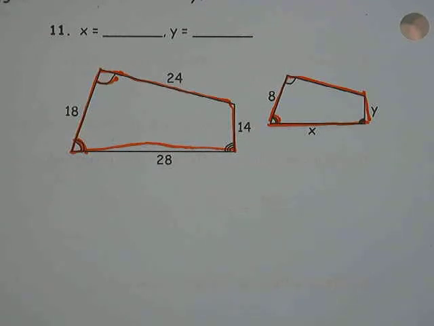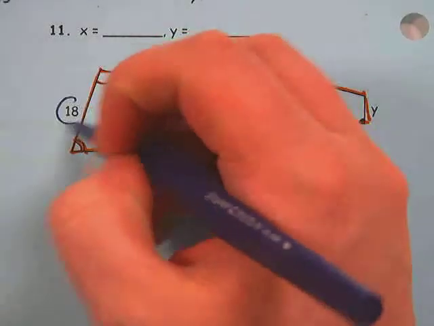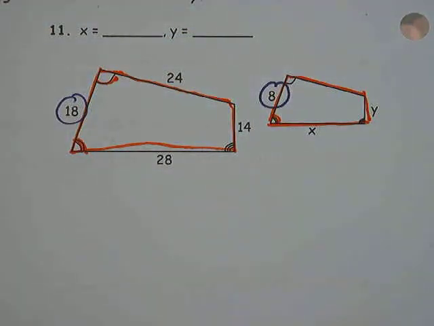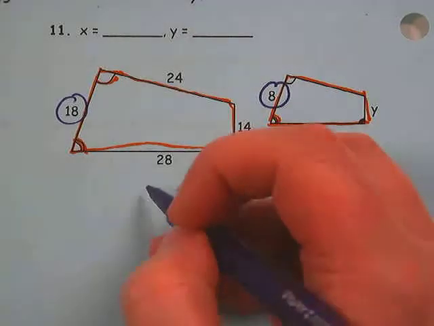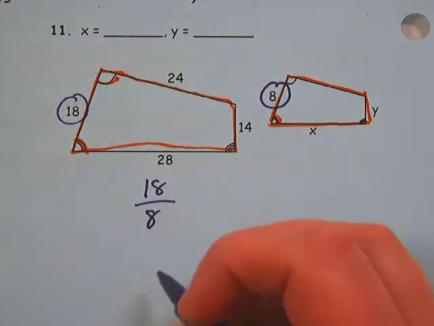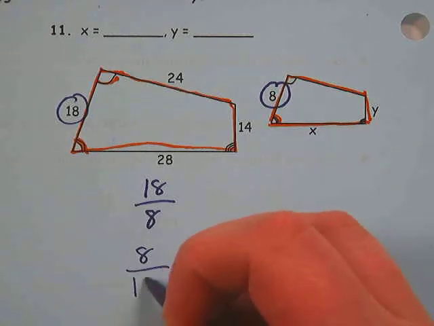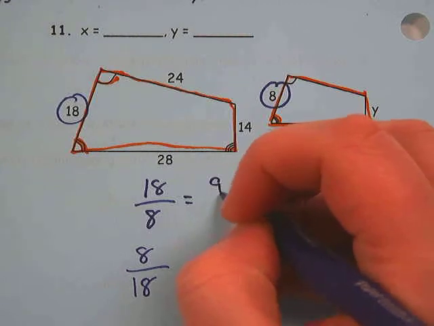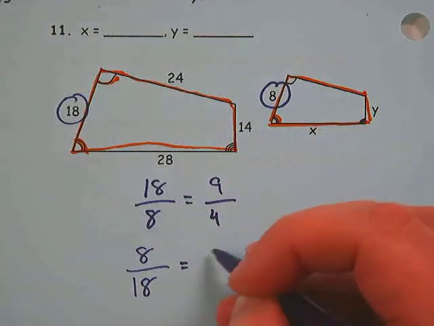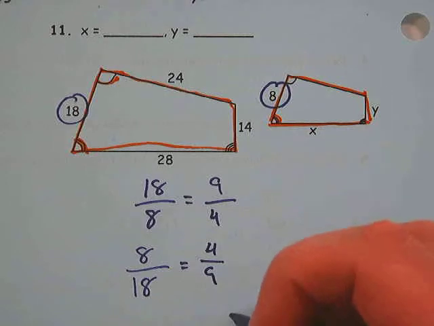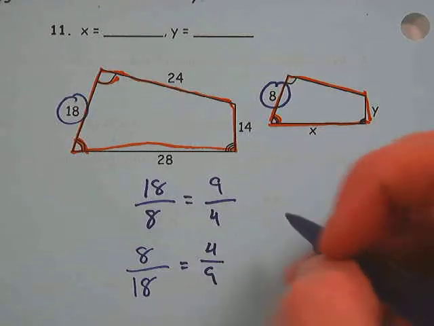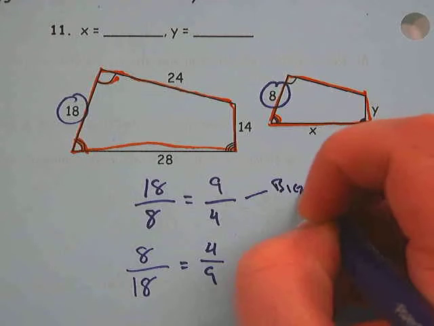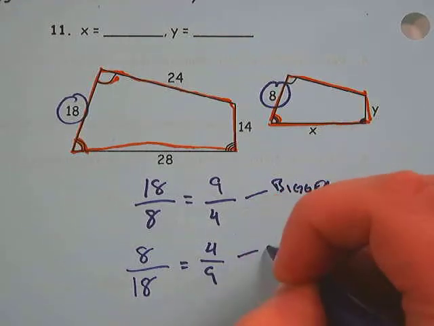So from here we need to find the scale factor. So we need a pair of corresponding sides that we know both of the side lengths. So for this we're going to use 18 and 8. So to find our scale factor, all we have to do is go 18 over 8, and also 8 over 18 to find for the other way. Well, 18 over 8, if we reduce this we get 9 over 4, and if we reduce this one we get 4 over 9. So those are our scale factors, and this one is bigger, and this one is smaller.